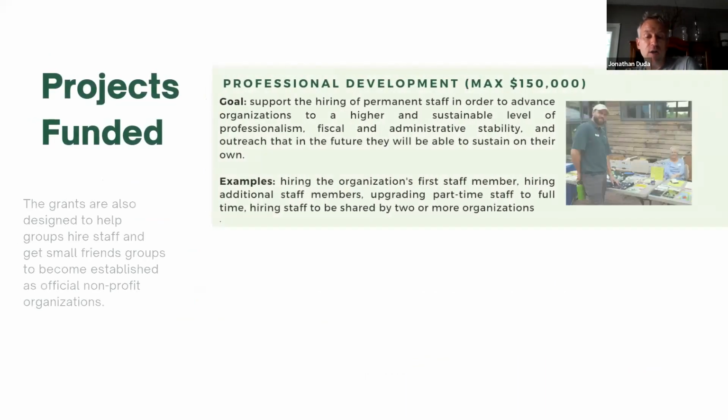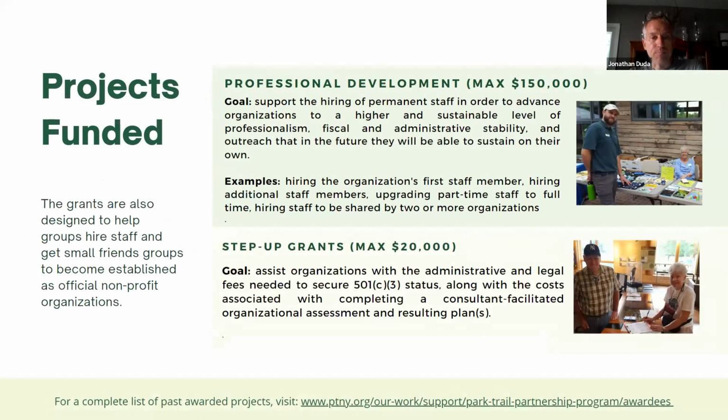The third category, and this is the largest, most highly funded one, is professional development grants. These are two-year grants. All the others are one-year grants. This is the only two-year grant, and it supports the hiring of permanent staff in order to advance organizations to a higher and more sustainable level of professionalism, fiscal and administrative stability, as well as community outreach, so that in the future they'll be able to sustain it on their own.